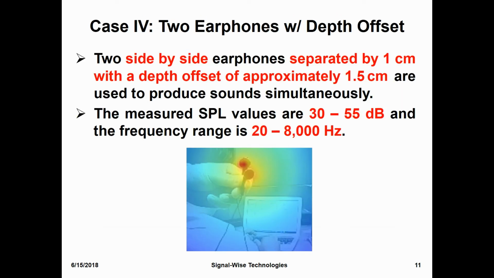In the last example, two earphones with a separation distance of 1 cm and a depth offset of approximately 1.5 cm are utilized to produce heavy rain pouring and white noise signals. The measured sound pressure levels are 30 to 55 dB and the frequencies are 20 to 8,000 Hz.